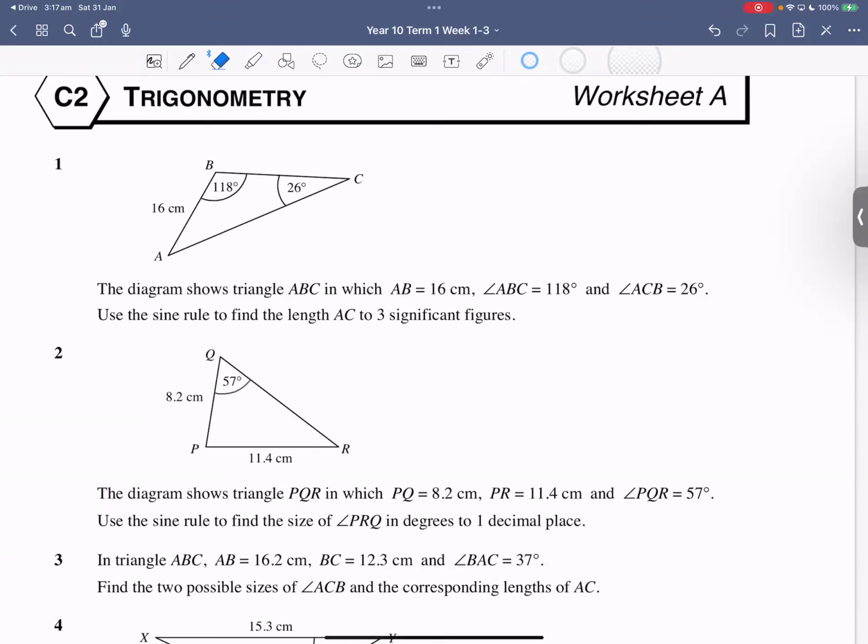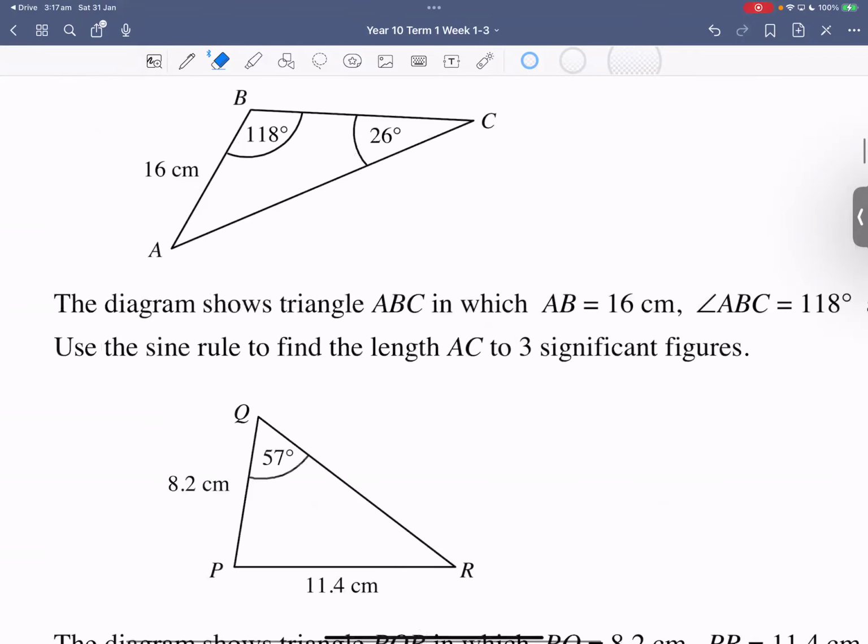All right. The diagram shows triangle ABC in which AB is 16. Use a certain rule to find the length of AC. Which rule will I use? Now, I know it says use the sine rule, but why are we using the sine rule? We are using the sine rule, guys, because they give us an angle. You can clearly see that we have this angle right here, and we have the opposite side. And what rule do we use if you have an angle and the opposite side? We use the sine rule.